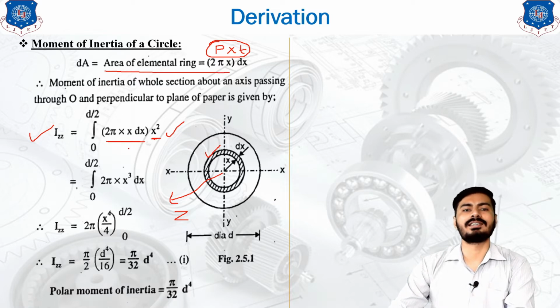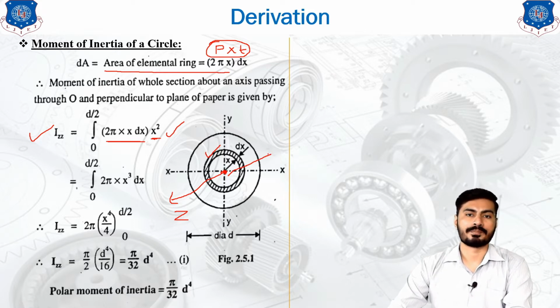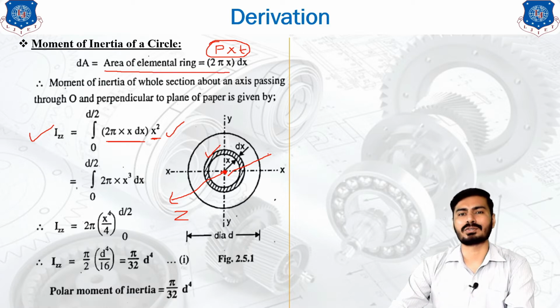So if you calculate the integration, you will need to apply the limits for that integration. As you can see, the z axis passes from this center, and that's why z is the reference, and all the distances on the z will be 0. So the maximum distance of the elemental ring on the circle is d by 2, because it will be equal to the radius of the circle. Okay, so the limits will be 0 to d by 2, minimum distance to maximum distance. Okay, so these are the limits for our integration.